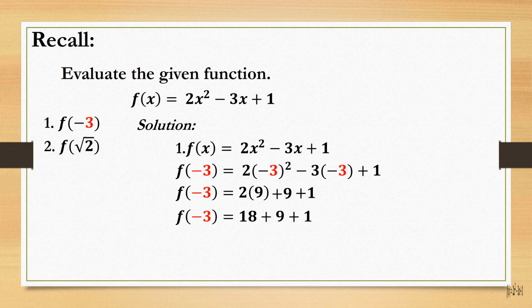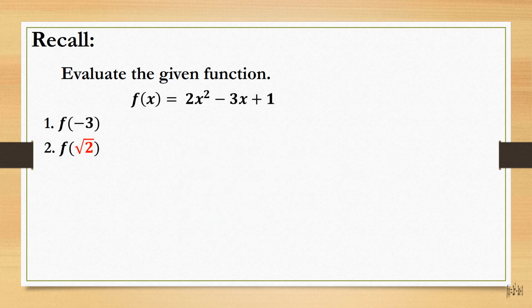So 2 times 9 is 18. Then copy positive 9 and positive 1. Then we will add 18 plus 9 plus 1, and this is 28. So f of negative 3 is 28.